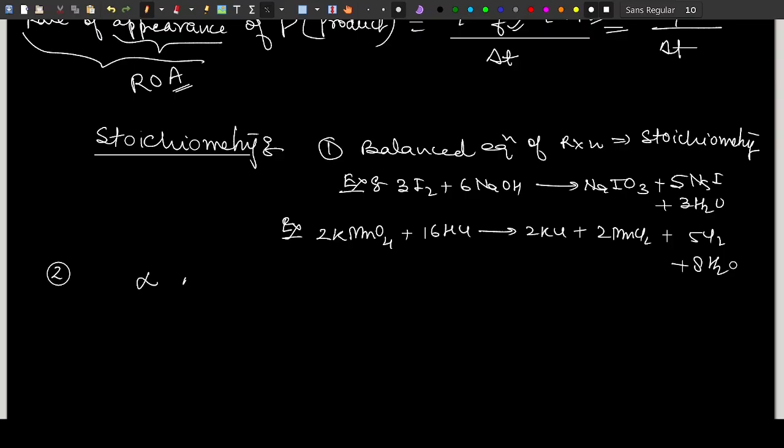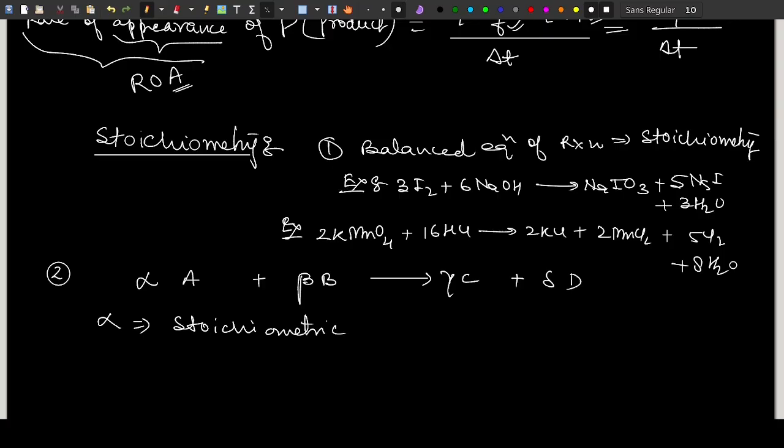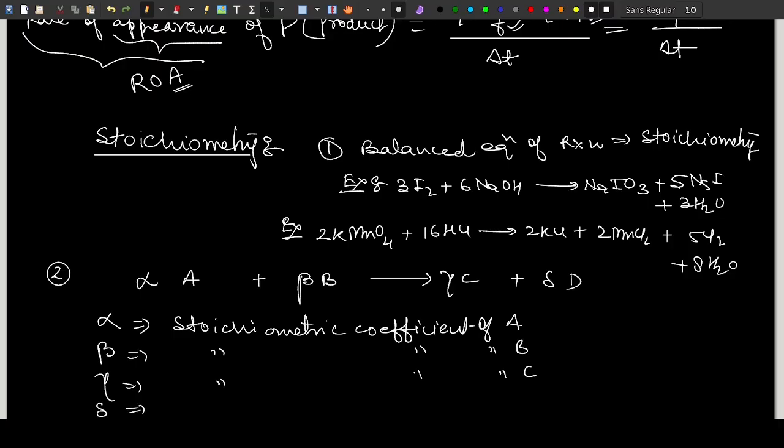Suppose that this is alpha A plus beta B, producing gamma C plus delta D. This alpha is called the stoichiometric coefficient of A. This beta is called the stoichiometric coefficient of B. This gamma is called the stoichiometric coefficient of C. And this delta is called the stoichiometric coefficient of D. So friends, these are the stoichiometric coefficients.